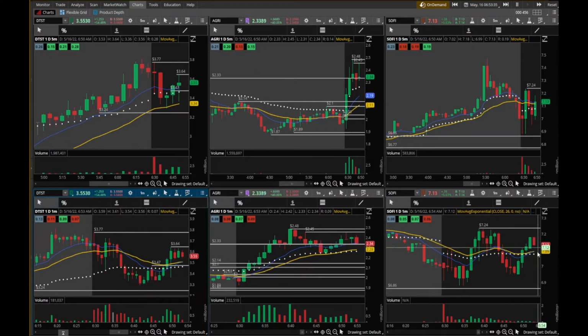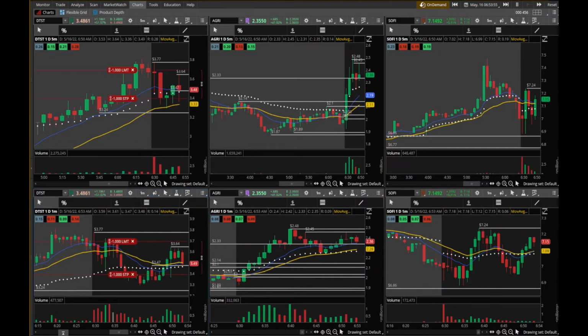Sophie pulling back some here, as is Agri. I want to buy that and see if 3.50 can hold.